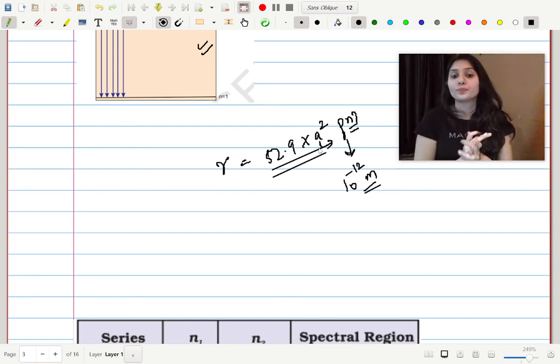Okay, so I hope you understood the concept of this video. This video was basically to talk about the emission and the absorption spectra and what is the meaning of these two spectra.